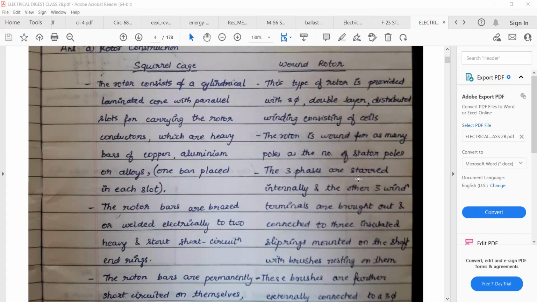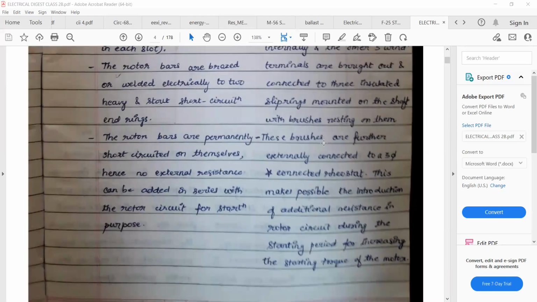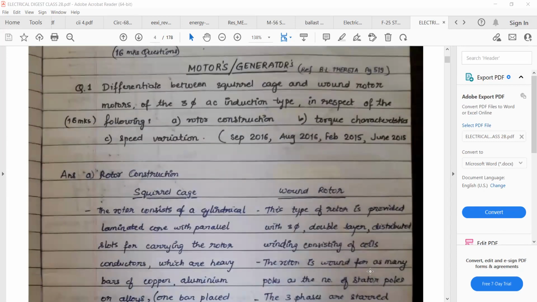Internally, they will be star connected, but the other end of the wire will be brought out and connected to the insulated slip rings mounted on the shaft with the brushes resting on them. These brushes are further externally connected to a three-phase star connected rheostat. This makes possible the introduction of additional resistance in the rotor circuit during the starting period and increases the starting torque of the motor. Clear this much? So this was the first part, that is your construction part.